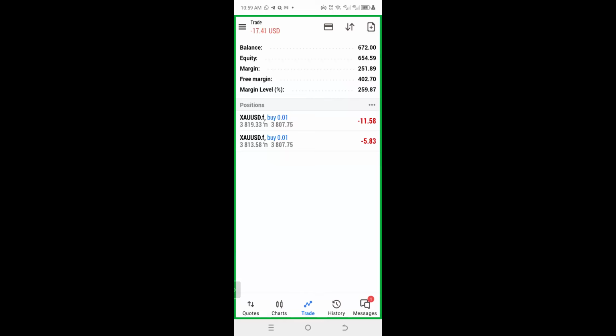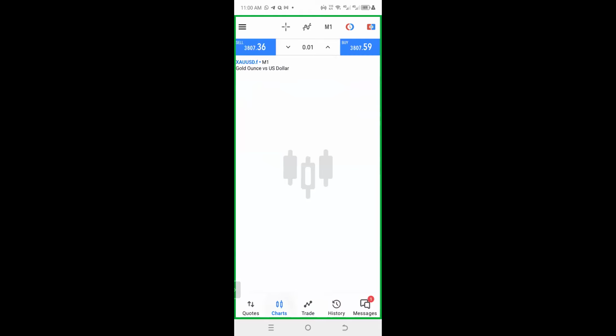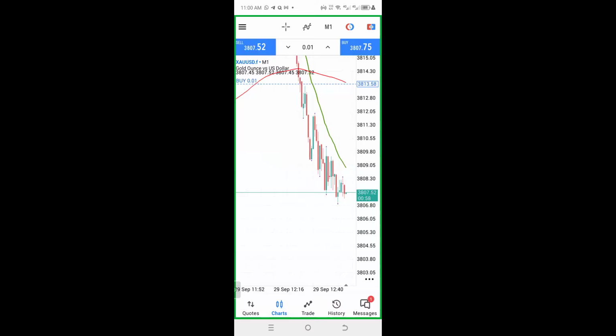I'm looking forward to it. If it gets to 3806, that's when I will look at entering this. Or if we start picking up to 3808 here, by taking out this liquidity I'm seeing up there, then I'll feel good to go for the next one and start riding it back up.